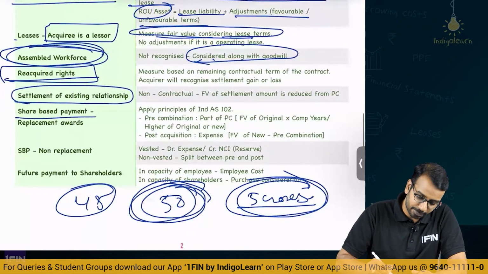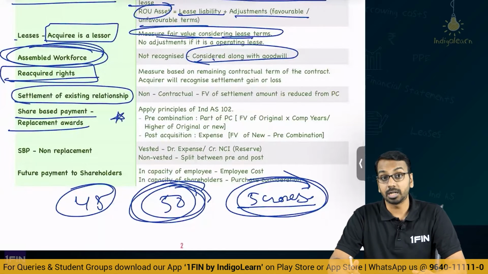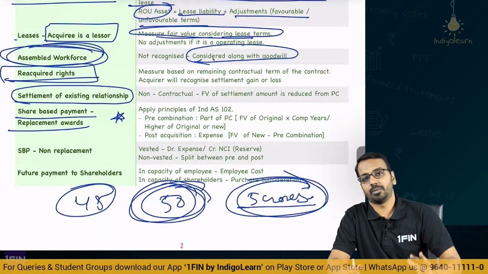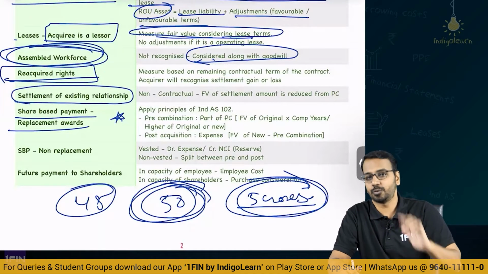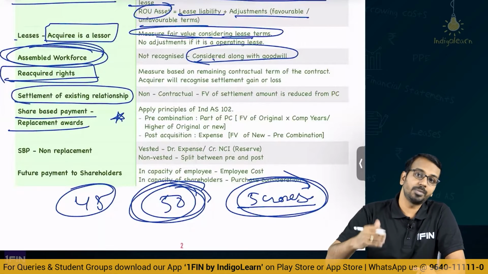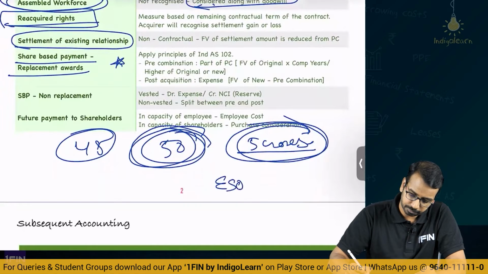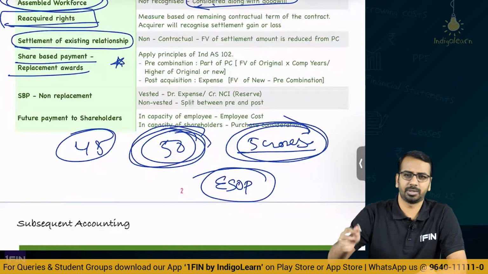Then, share based payment replacement award. This is again very important, continuously tested in the examination. Now, what is this replacement award? Let us say I have acquired the business of Infosys. When we acquired the business of Infosys, Infosys has their own ESOP plans. They have given some ESOPs to employees, vested, unvested, multiple things would be there.